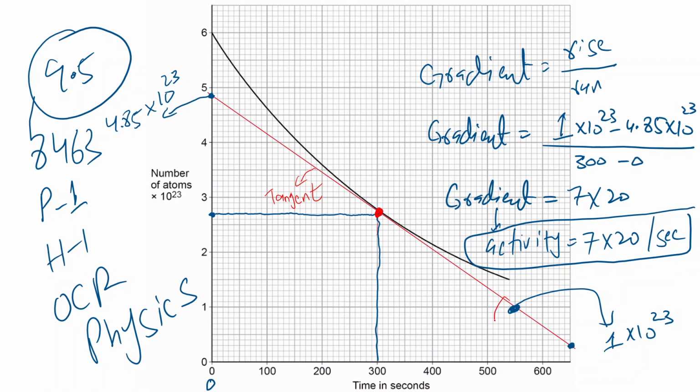So I have taken one point which is A and the other point which is B, and I have measured the readings at these points according to my own drawn tangent. Here the reading is 4.85 and here the reading is 1, and now I am calculating the gradient, which is rise over run. And rise means final minus initial. This is my final value and that is my initial value.